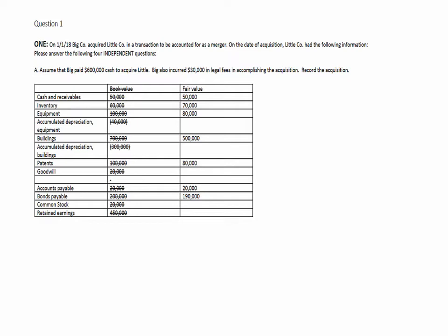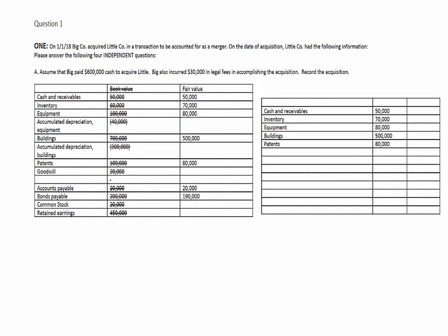So the first order of business is going to be to determine the amount of goodwill or bargain purchase inherent in this transaction. So we start with the fair value of the assets, simply adding up the fair value of all the assets from cash and receivables down to patents. Please note that the goodwill that Little had of $20,000 is not a separately identifiable asset that we can acquire. We subtract out the fair value of the liabilities, $210,000, and that gives us the fair value of the net assets, $570,000. We paid $600,000 in cash, resulting in goodwill of $30,000.